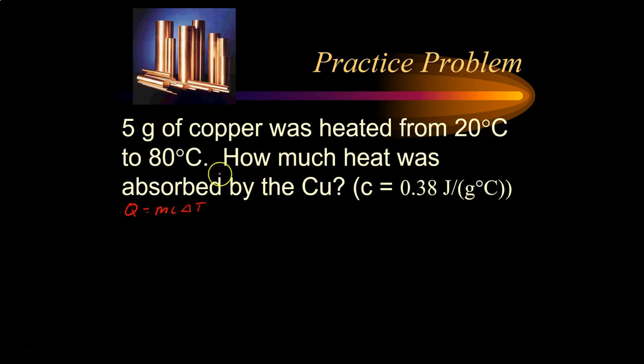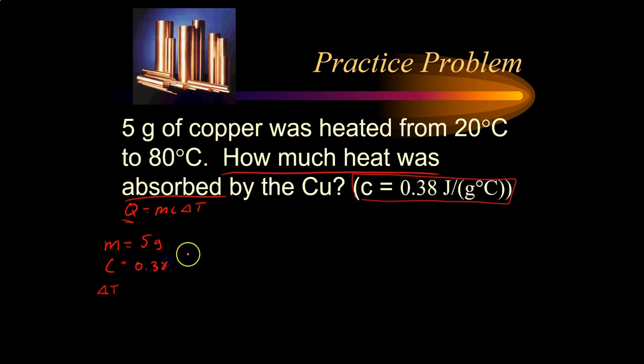We want to know how much heat was absorbed, which means we're looking at Q. So we need to figure out what M is, what C is, and what delta T is. M is always what has a G after it, so the M is 5 grams. C is the specific heat, which it tells us in our problem is 0.38 joules per gram degree Celsius. And then the change in temperature is that final minus the initial. In this case, we ended at 80 degrees. We started at 20 degrees, so it would be 80 minus 20. Or delta T turns out to be 60 degrees Celsius.